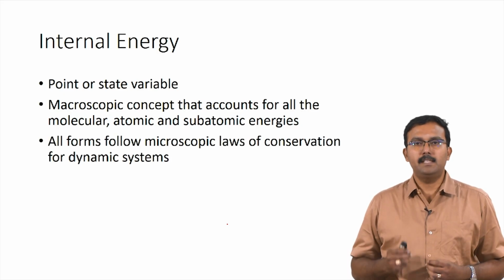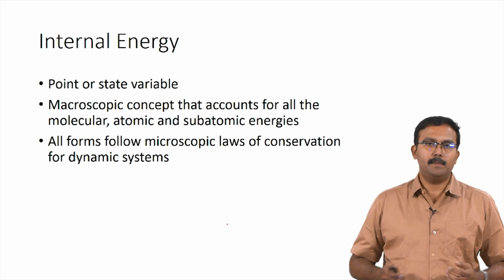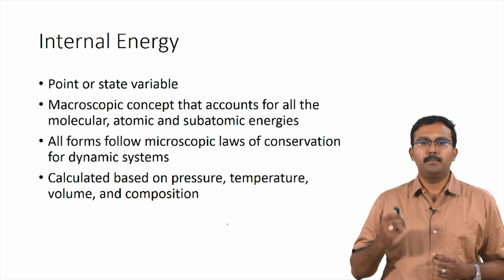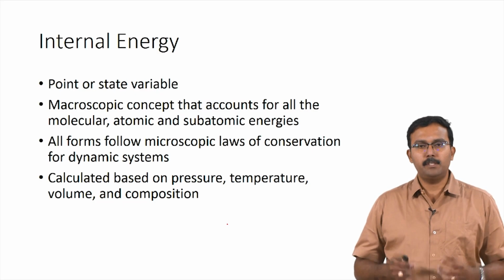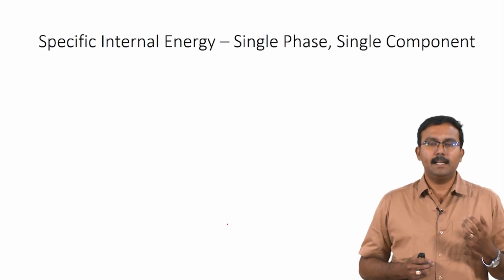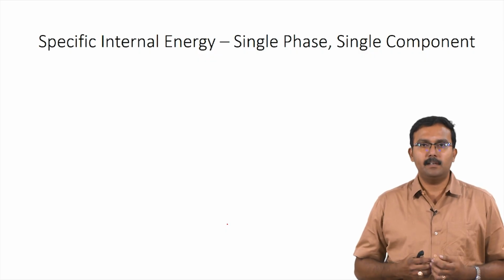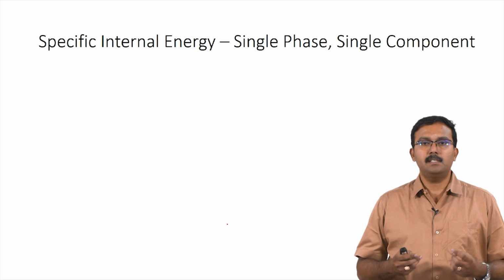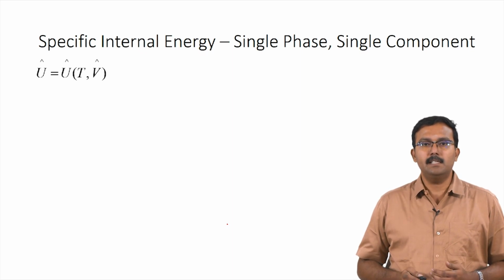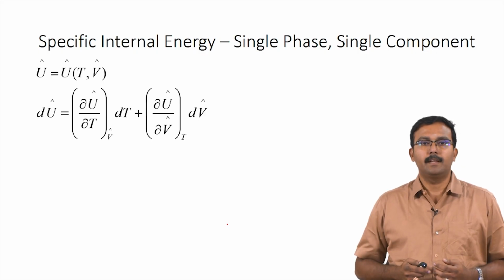All forms of this energy will follow the microscopic laws of conservation for dynamic systems. This internal energy is calculated based on pressure, temperature, volume and composition of the system. As I had already mentioned, internal energy, which is an extensive property, can be converted to an intensive property called specific internal energy. When you have a system which is in a single phase with single component, this specific internal energy is actually a function of temperature and the specific volume.